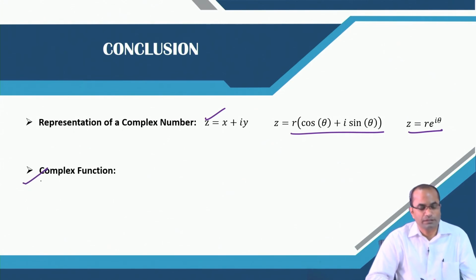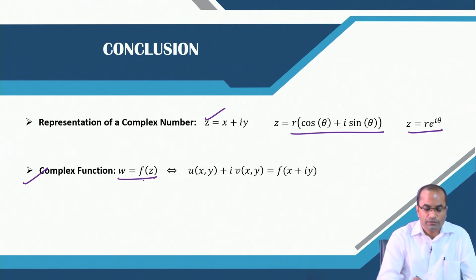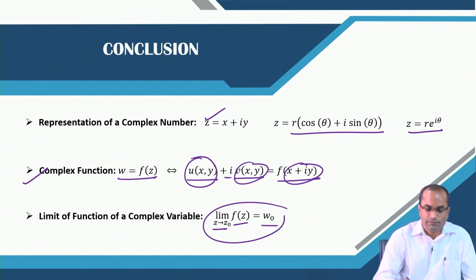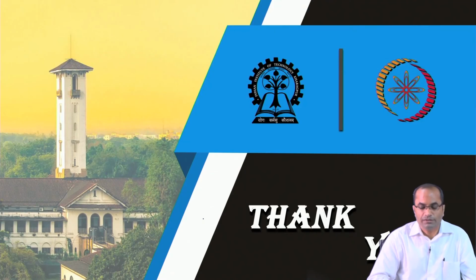And then we discussed the complex function, w as a function of z, f. This may also be expanded as u(x,y) plus i v(x,y), where z is written as x plus i y. And we have also discussed what we mean by the limit of a complex function: f(z), when z approaches z naught, tends to w naught. We have also seen the epsilon-delta definition and its physical interpretation. That is all for this lecture, and thank you for your attention.